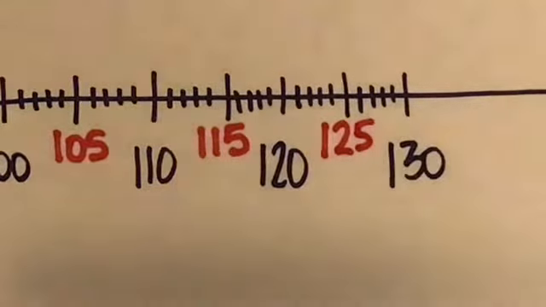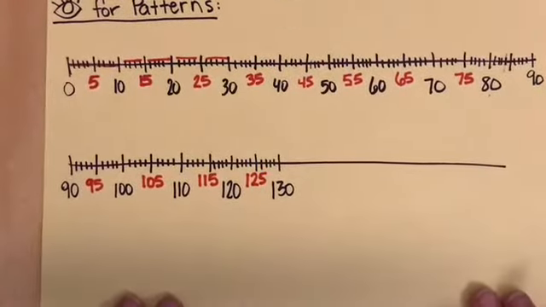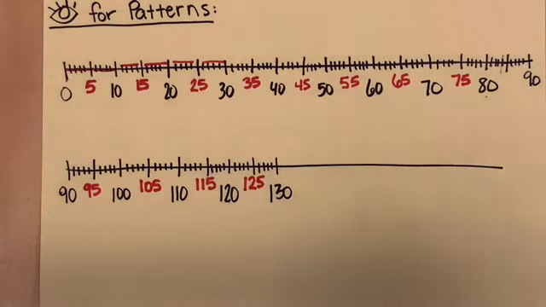125. Zooming back out and looking at the number line, what's the pattern that you guys notice with the numbers that come between halfway when counting by tens? I hope that you all noticed that it always is ending in a 5.